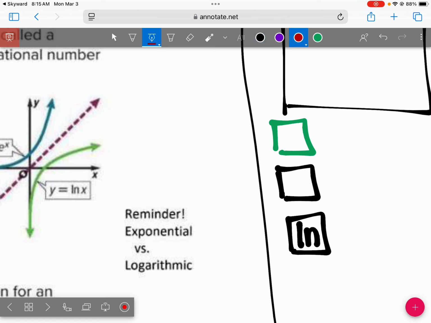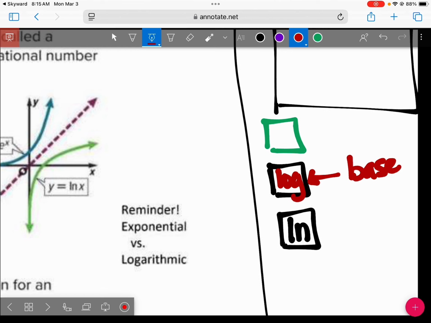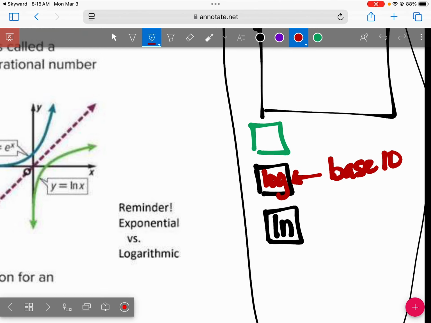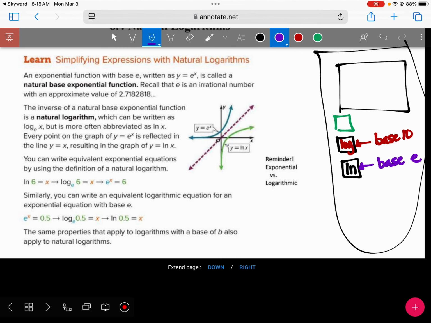So this key here, this is a common log. This has a base of 10. And then we have our natural log, which has a base e. So that's the key we're going to work with today. And a natural log is simply a log with a base e.